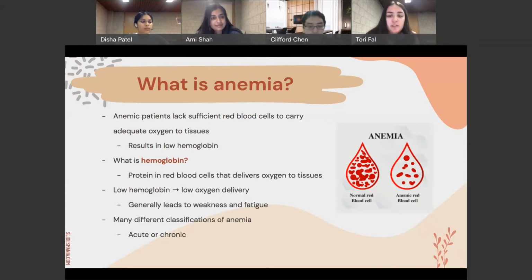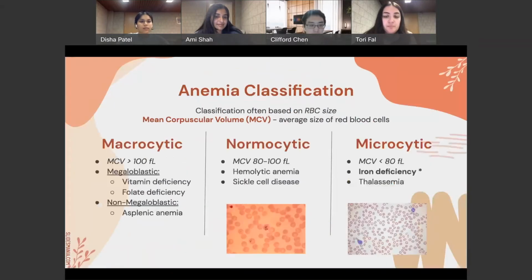Low hemoglobin may be due to acute or short-term causes such as menstruation or pregnancy. It may also present chronically or long-term in cases such as sickle cell disease. Anemia may be classified according to red blood cell size. To measure this, we use mean corpuscular volume. The three categories include macrocytic, normocytic, and microcytic.